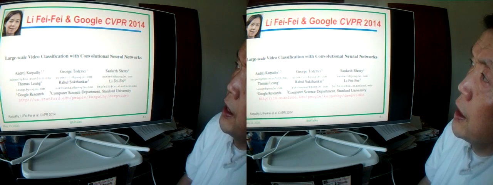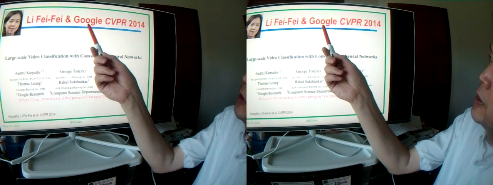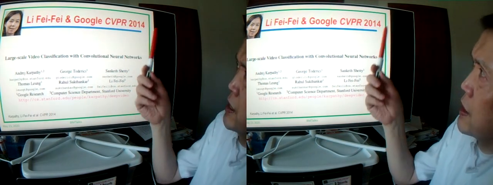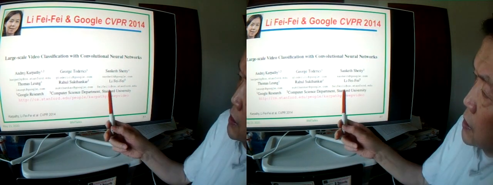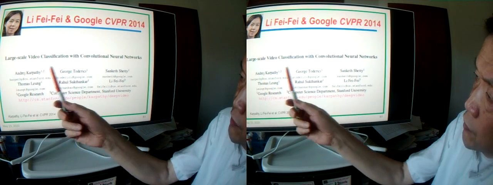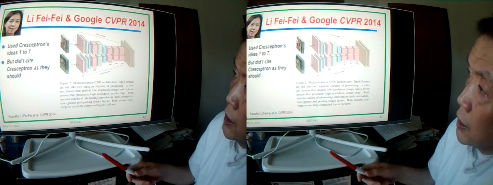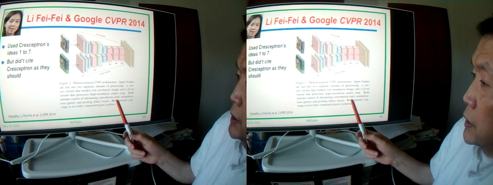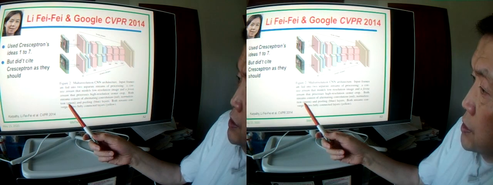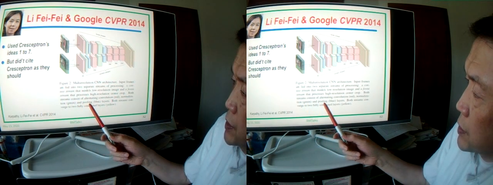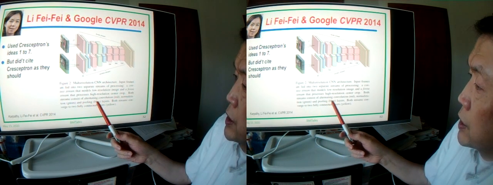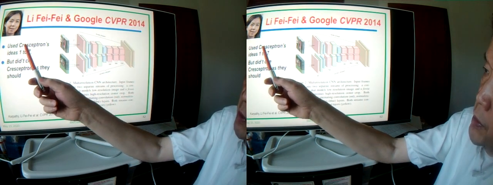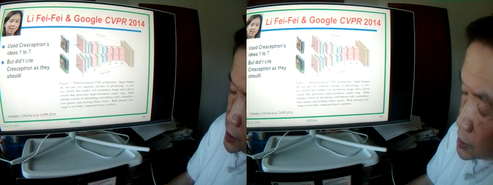And Fei Li worked with Google and published at CVPR. It had other works too, but I will just give you an example. In 2014, this is Fei Li and other staff at Google. They used an architecture like that. See that? They have the normalization. Normalization is some idea of the Cresceptron. And max pooling, that's the Cresceptron idea. They used ideas 1 to 7 from Cresceptron, but they did not cite it as they should.